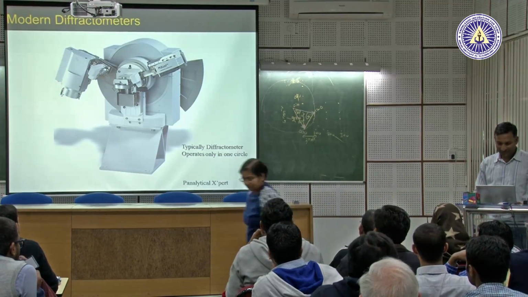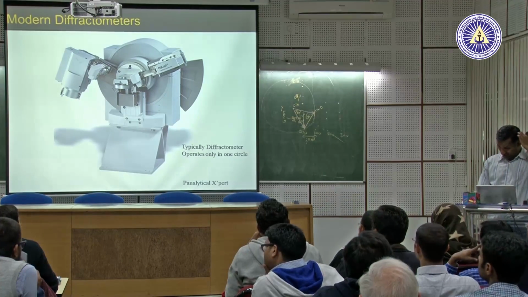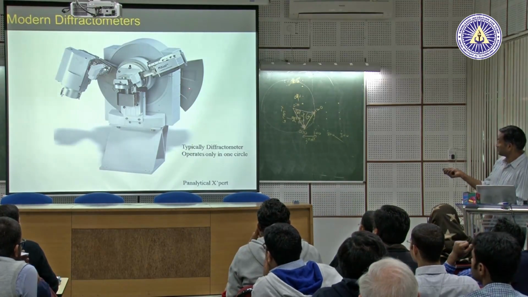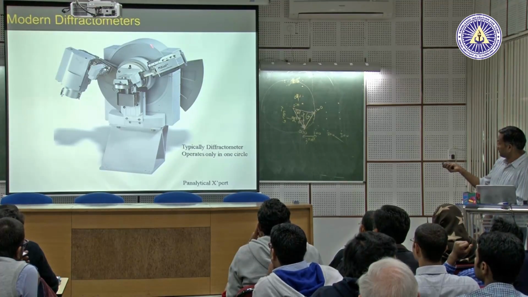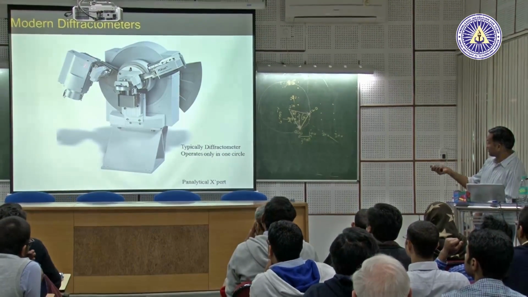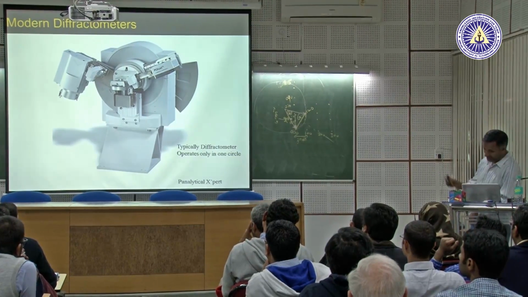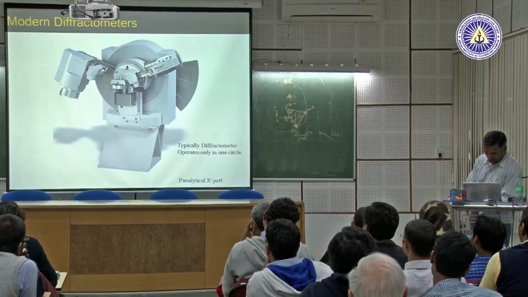Thanks. So this is a modern diffractometer that you see in most labs. Just 1 circle rotation is achieved. This is the fixed sample, and you only make the detector rotate in this direction. This is the pixel detector. So you rotate the detector in this direction. This is just a 1 circle diffractometer.